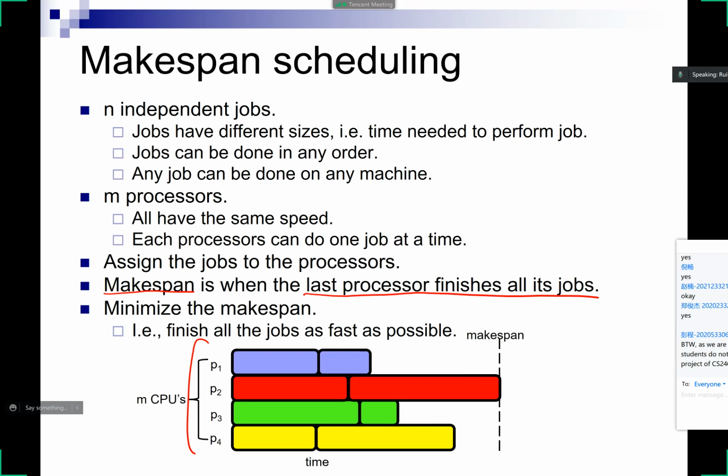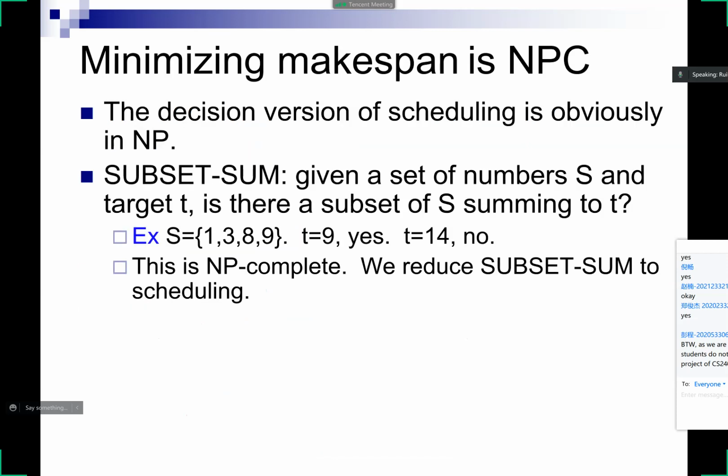And that's obviously within NP because if it's possible to finish within some time period, then you can just show me that schedule as a certificate, and I can just check that everything finishes by that time. So that's an NP problem. To show that it's NP-complete, we're going to reduce another NP-complete problem to this makespan problem. And that's going to show makespan is NP-complete. So the problem that we're going to reduce from is subset sum.